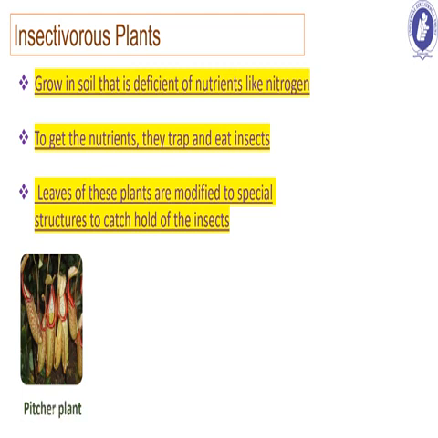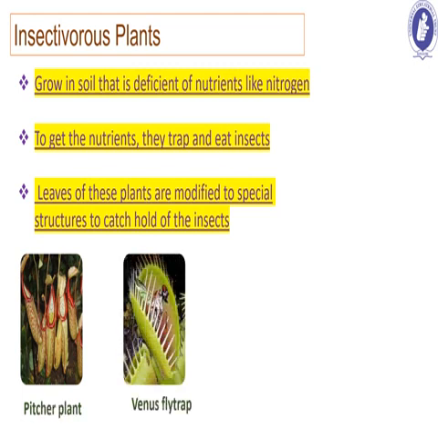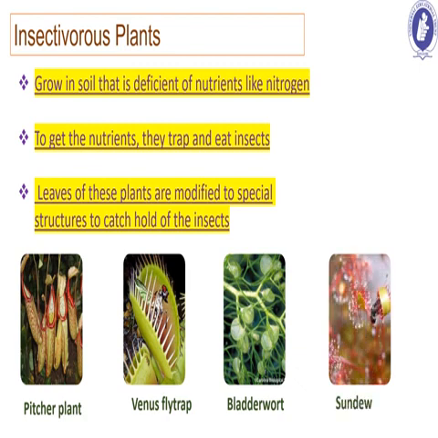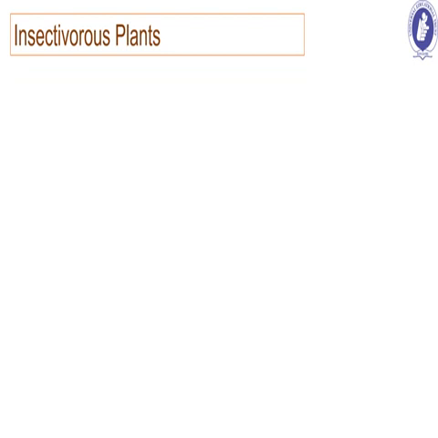Pitcher plant, Venus flytrap, bladderwort and sundew plant. These four are examples for insectivorous plants. Let us see how insectivorous plants catch hold of insects.